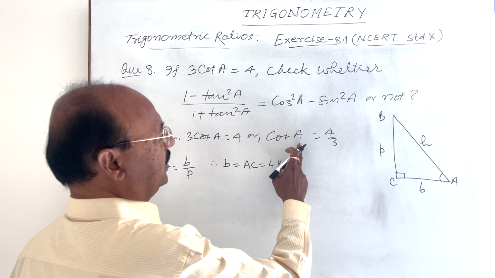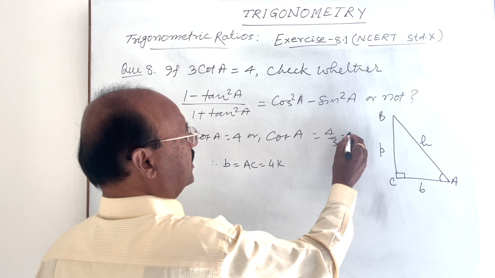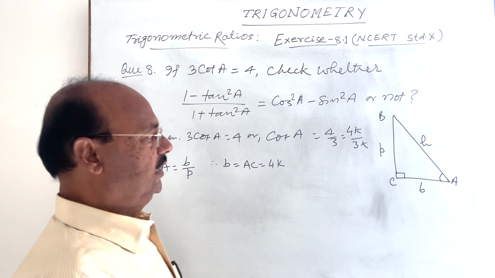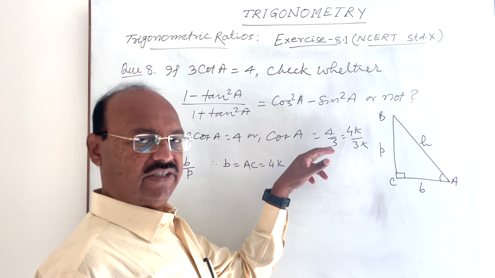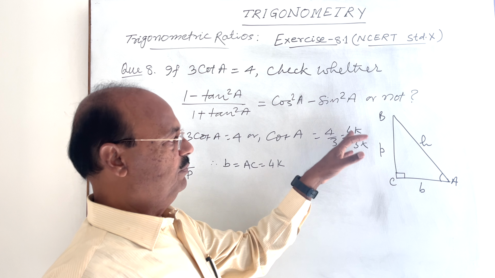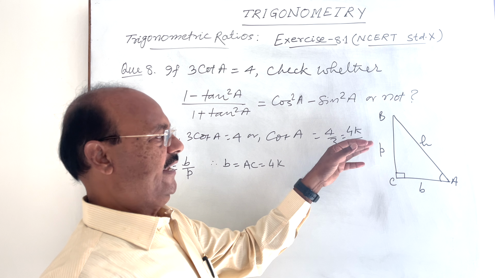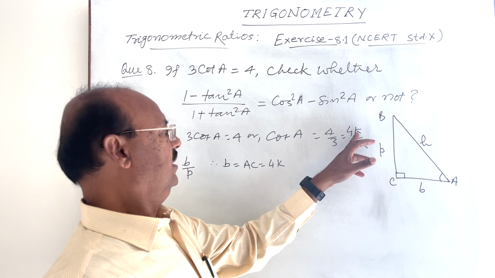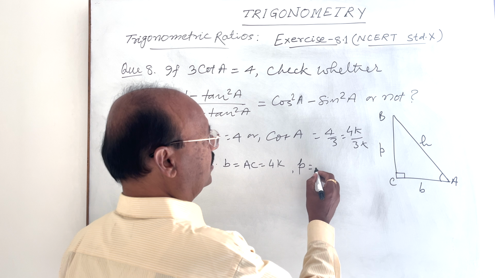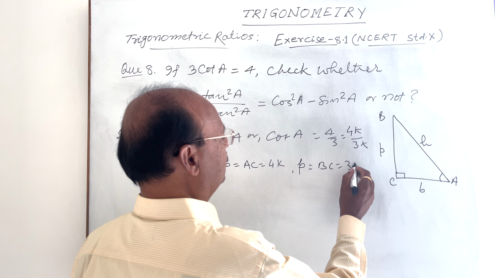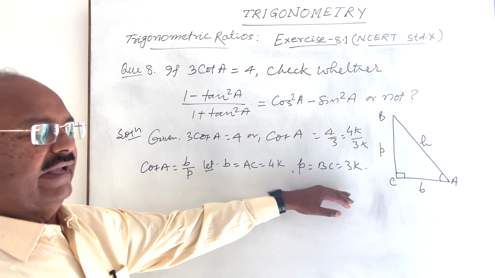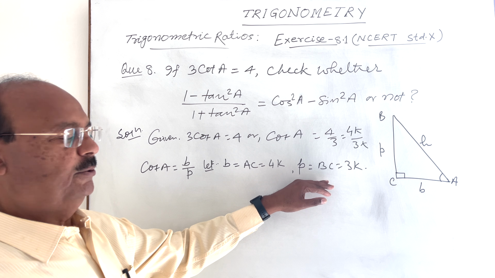Because if cot A is 4 by 3, this can also be written as 4K upon 3K. Because these are ratios, 4 by 3 is a ratio, these are not the absolute values of base and perpendicular. So by multiplying the common factor K, we are assuming that base is 4K and perpendicular is 3K. Perpendicular, which is BC, is equal to 3K. We are considering these values of base and perpendicular.